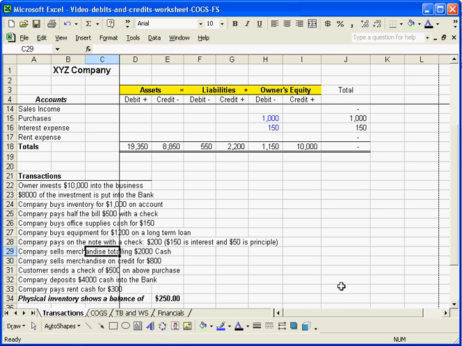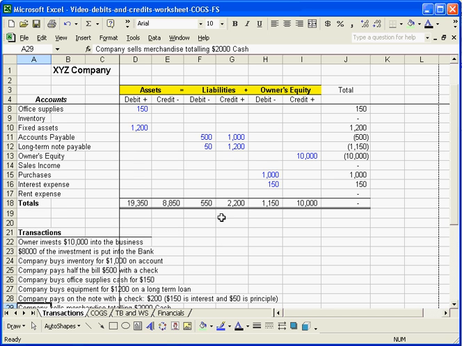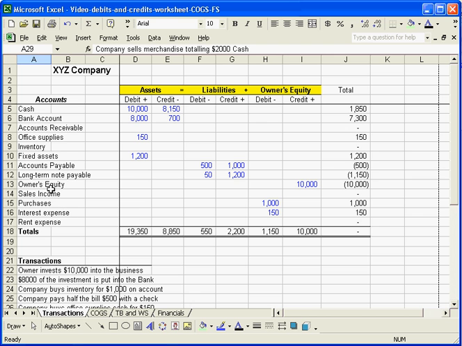Now, the next transaction, the company sells merchandise totaling $2,000. So finally, we're starting to bring some money into the business. Okay, we turn around and we get an order, and somebody wants to buy $2,000 worth of the merchandise that we do sell. And so what that is, is income. Okay, so we have sales income, and we are going to credit that in the owner's equity section because that's where it's going to end up anyway. We are going to credit that for $2,000.